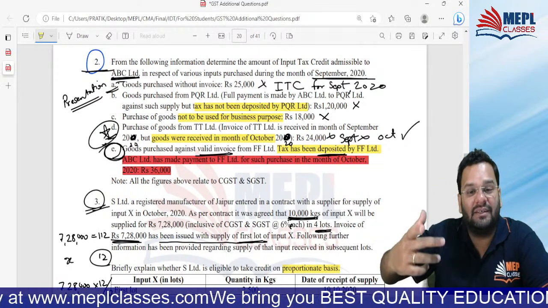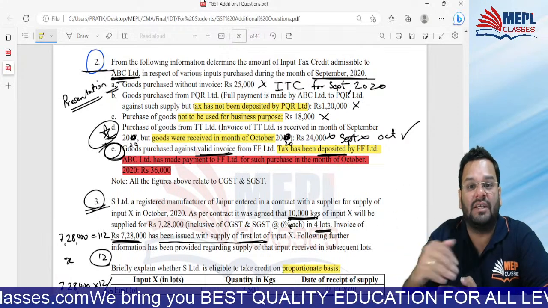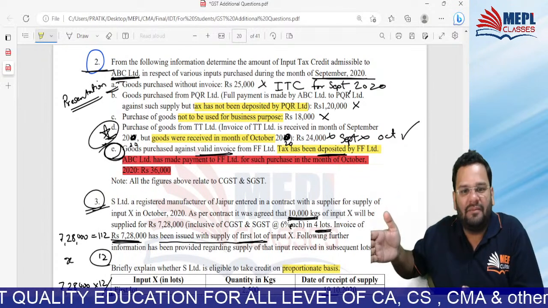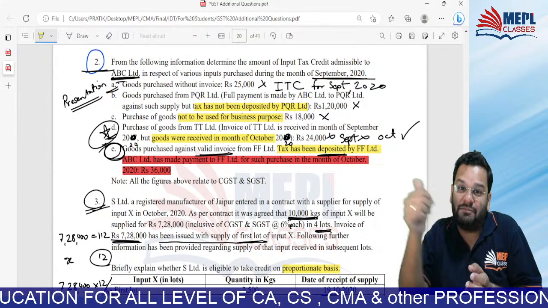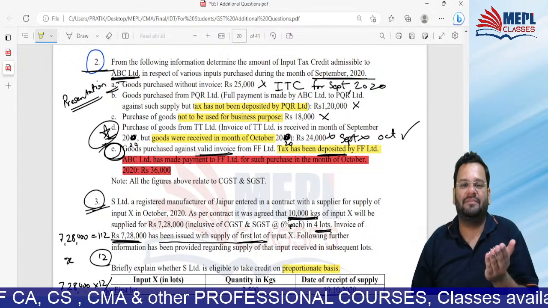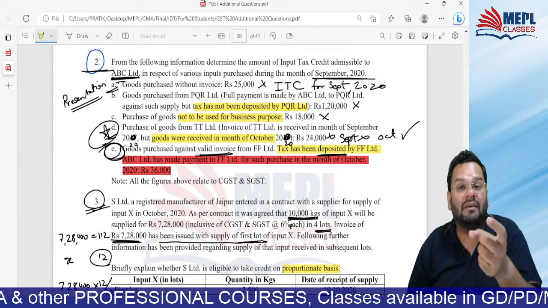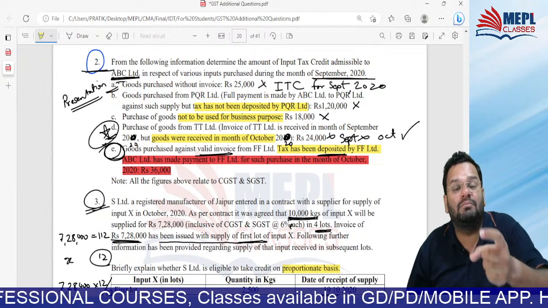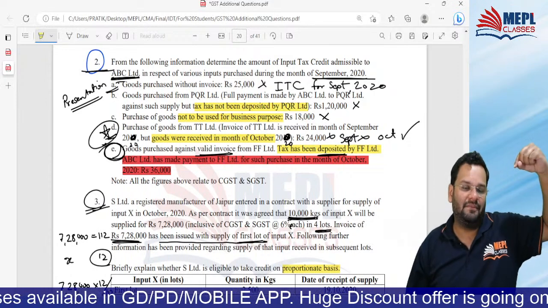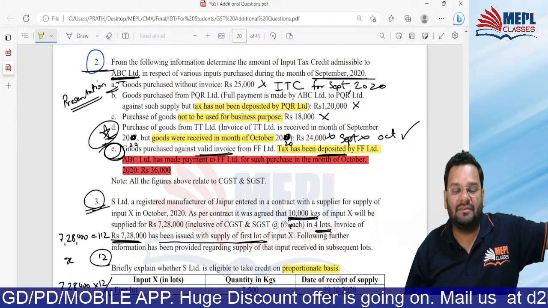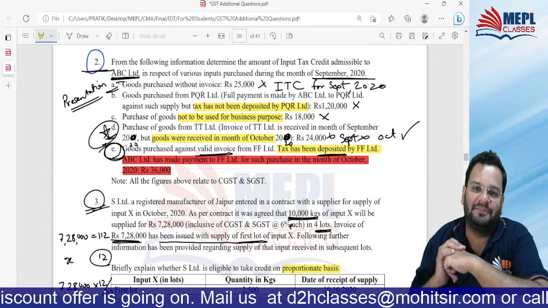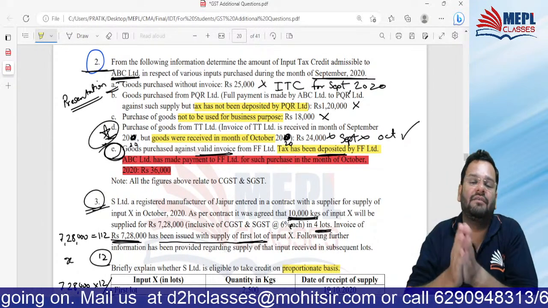So input tax credit means a tax which is paid on purchase at the earlier stage. When B purchases from A, that tax which B is paying to A. When C purchases from B, that tax which C is paying to B. That can be claimed as input tax credit, which gets credited to the E credit ledger. And the balance in the E credit ledger is utilized to pay output tax. So first we avail, then we utilize.